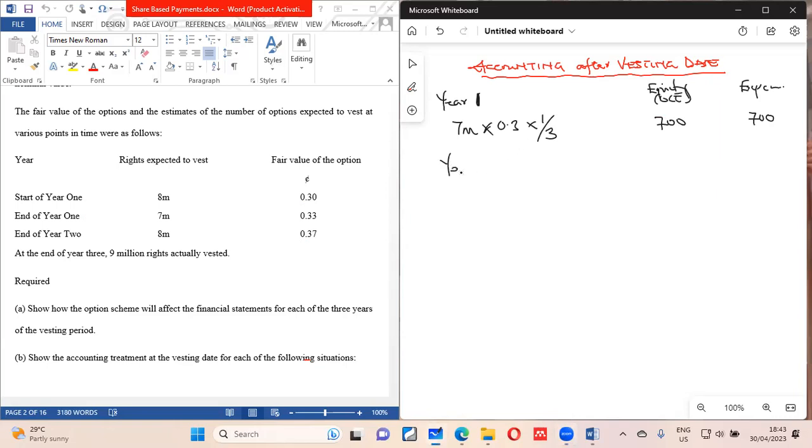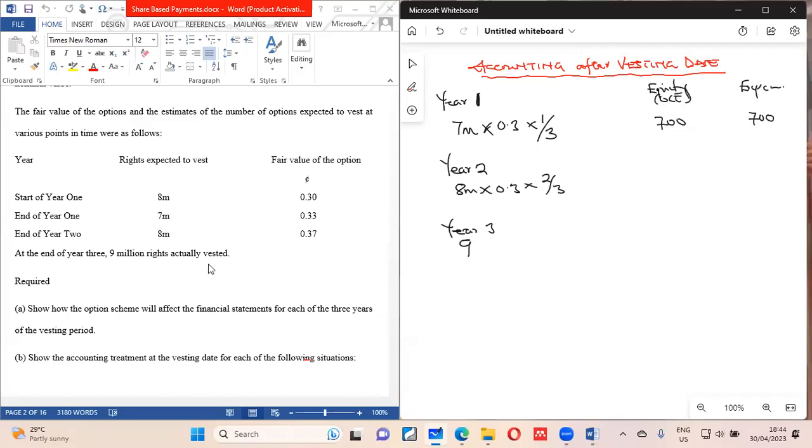Then we have year 2. We have 8 million people, 8 million, right? 0.3 or by 2/3. And how much was that? Then year 3. Please help us with the figures.